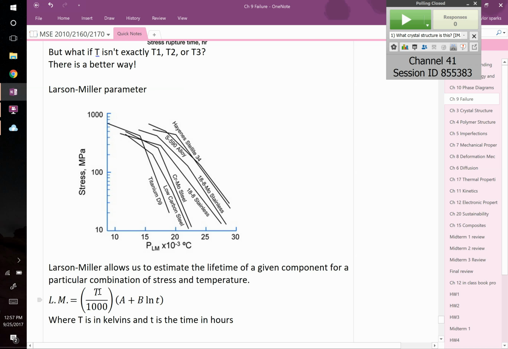The Larsen-Miller parameter is typically something like this: the temperature divided by 1,000, multiplied by a plus b natural log t. It doesn't have to be this exact form, but it usually looks something like this. A and b are your constants for your given material, or class of materials, such as a bunch of different steel alloys. T is the time that it will survive in hours.